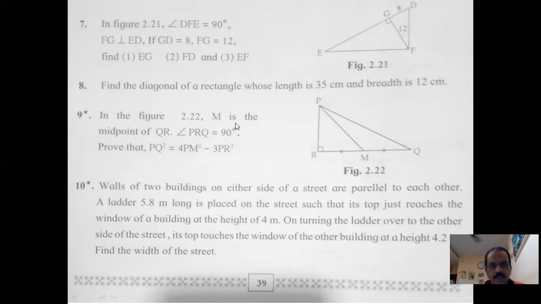In the figure, M is the midpoint of QR. Look here, QR is a segment and P is one of the vertices. From P we draw a median, and M is the midpoint of the segment QR. Now angle PRQ is given as 90 degrees. Then we prove that PQ square is equal to 4 times PM square minus 3 times PR square. Now we solve this example.